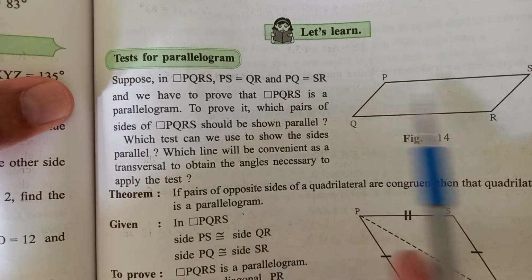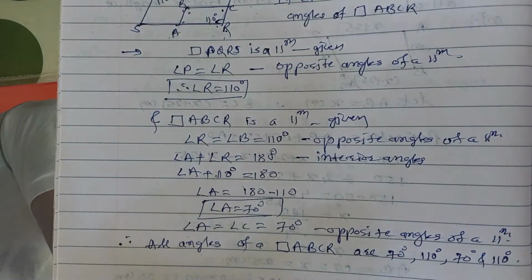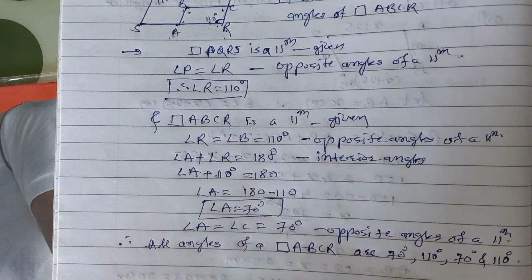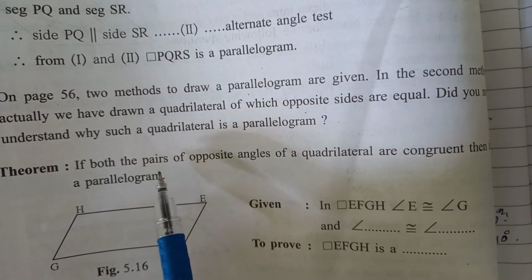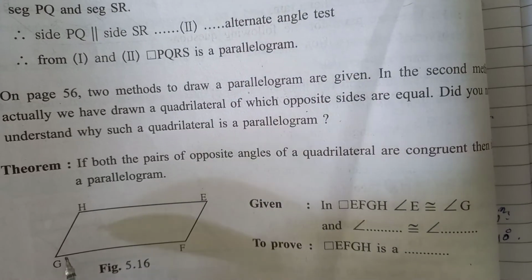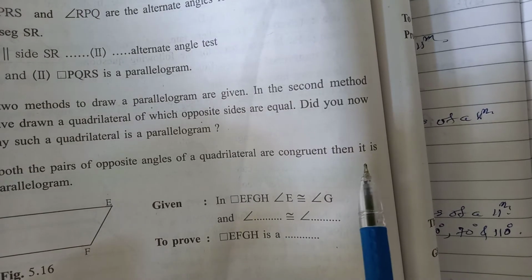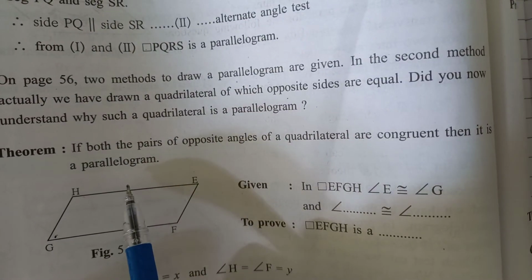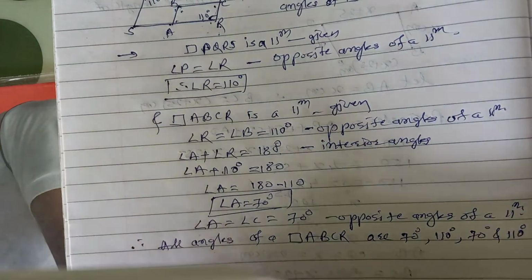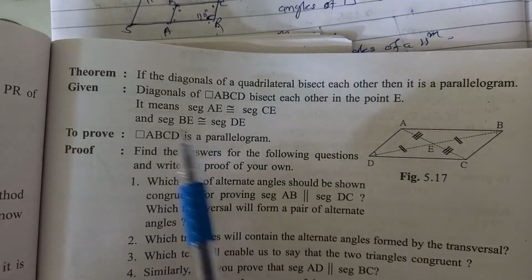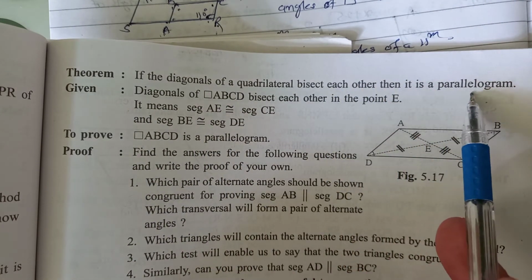Any quadrilateral, if a pair of opposite sides are congruent, then that is a parallelogram. Another, we already saw that if both pairs of opposite angles are congruent, then it is a parallelogram. This is the second test, or you can say property also. Then the third one: if the diagonals of a quadrilateral bisect each other, then that is also a parallelogram.